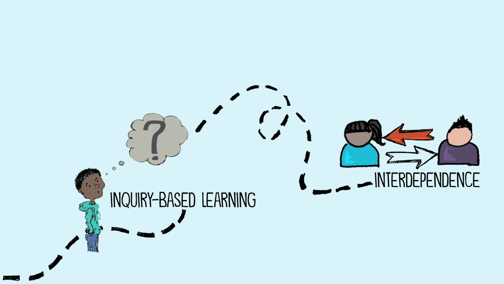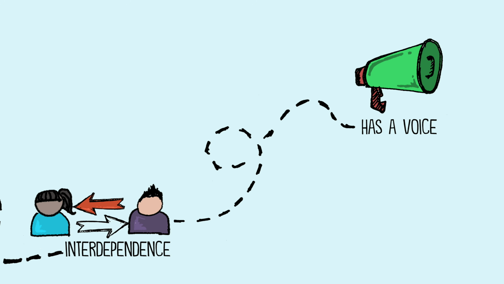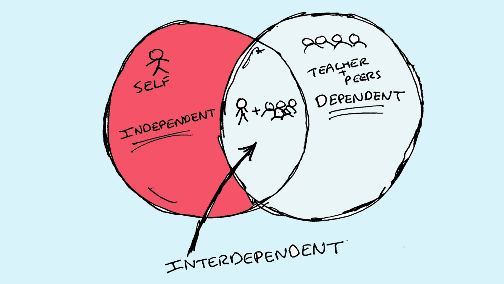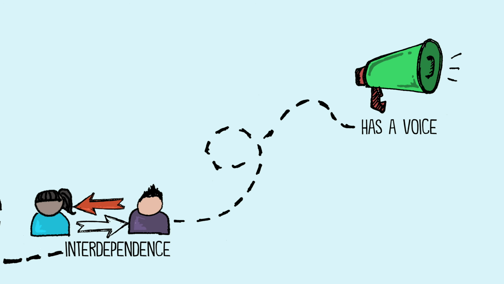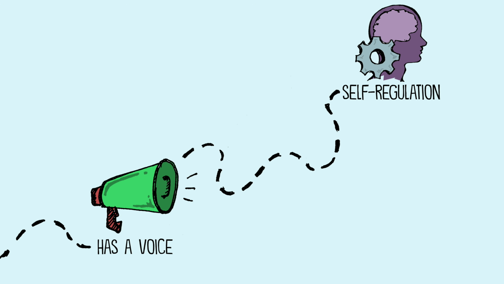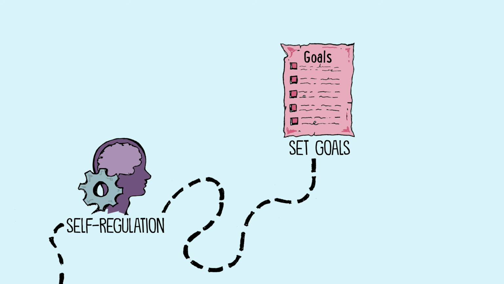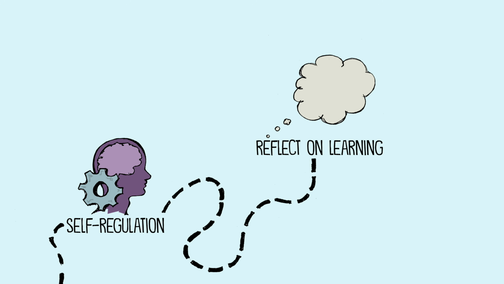As educators, we can build interdependency into student collaboration so that every student has a voice in the learning community. Interdependence is that overlap where students work independently, but they still depend on each other. Now, this sense of ownership can help promote student self-regulation. Students can see their progress toward mastery as they set goals, monitor their progress, and reflect on the learning.